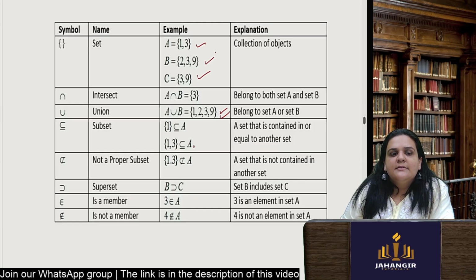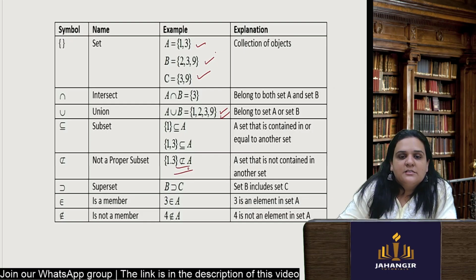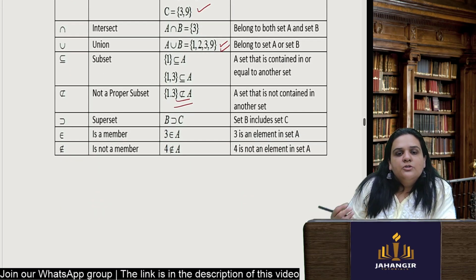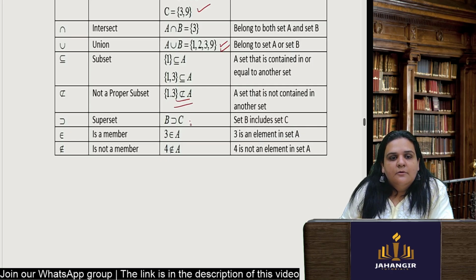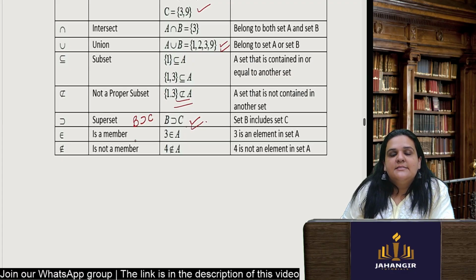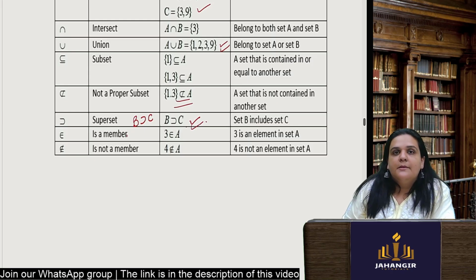Subset, okay, it is a set contained in another set, right? So that can be a subset. Not a subset means a set which is not contained in another set. So they can ask you an MCQ based on that. Superset means C is the superset. Why? Because set B is the superset over here. Superset means set B is also including set C. All the elements of C are present in B. Okay, same as how we just did a proper subset.